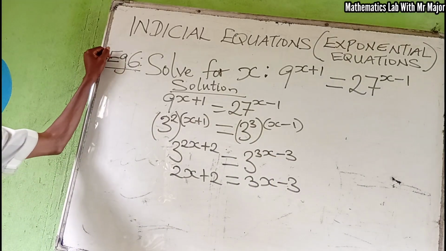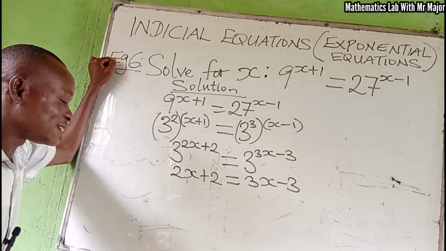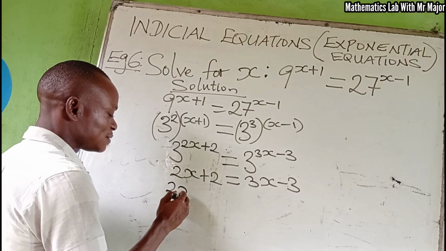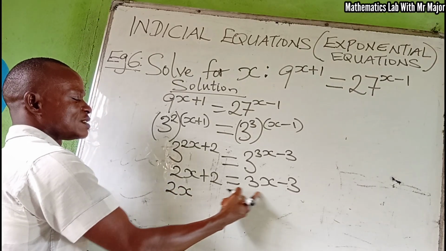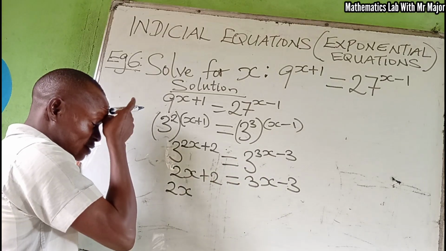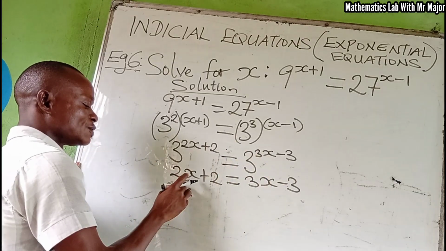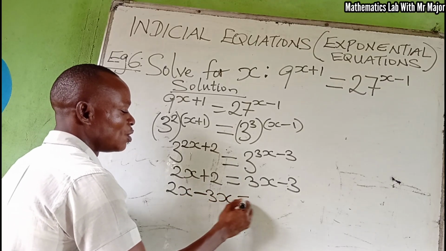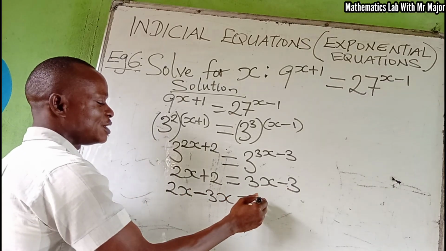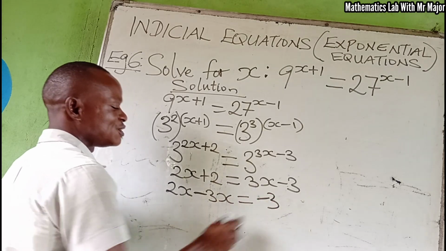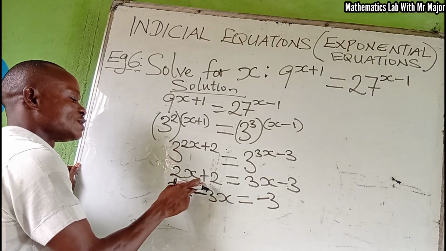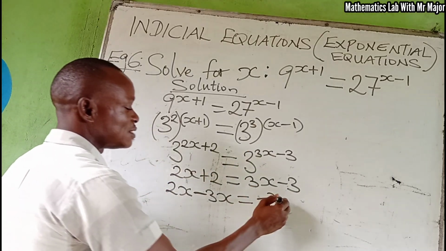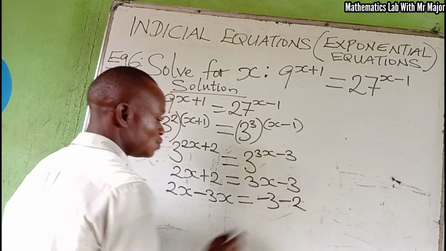The next thing we are going to do is to collect our like terms. If we collect our like terms, we will have 2x. This is 3x. 3x is a positive term. So when it crosses over to this side, it becomes minus 3x, equal to, now over here, the number we have here is minus 3, not 3, please. It's minus 3. Now this is plus 2 as a number as well. Plus 2 crossing over to that side turns to minus 2.